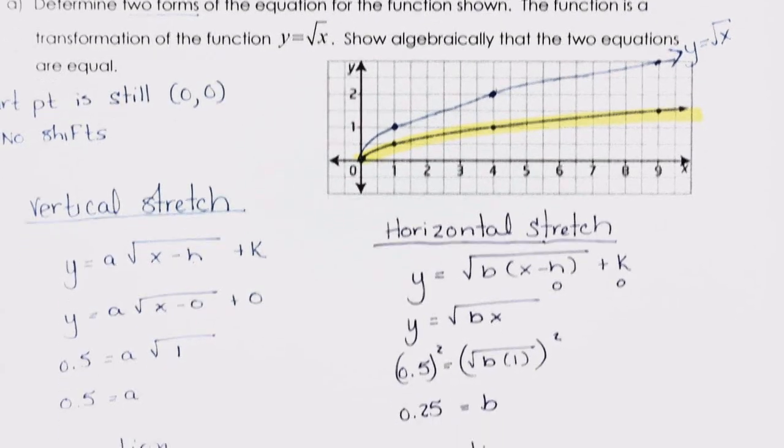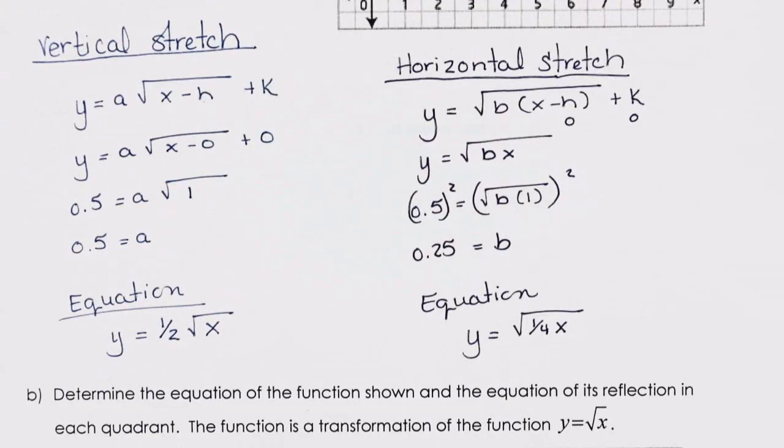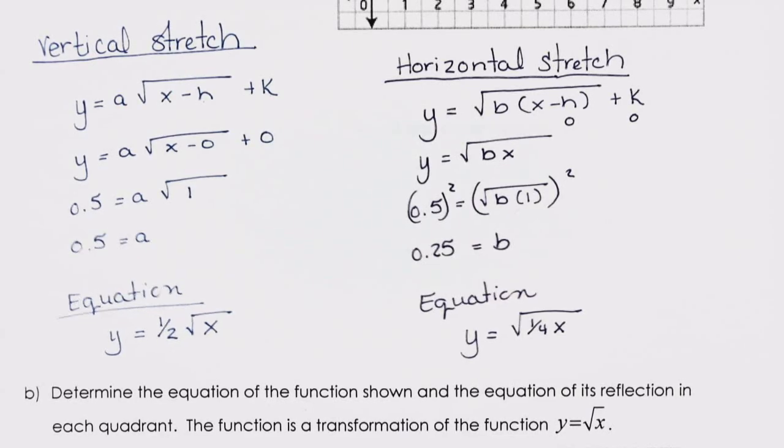So you could achieve this graph 2 different ways. You could have done a vertical stretch by a factor of 1/2, or you could have done a horizontal stretch by a factor of 4. And it would have resulted in that same graph. So yeah, fun times. Just so you know how to tackle that.